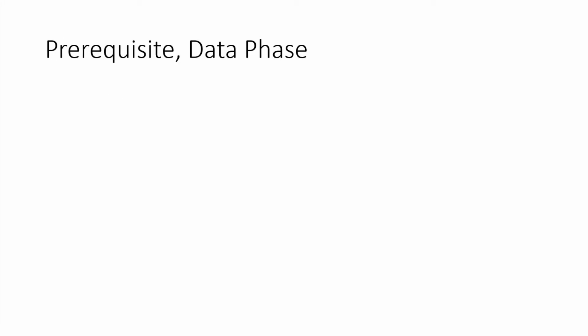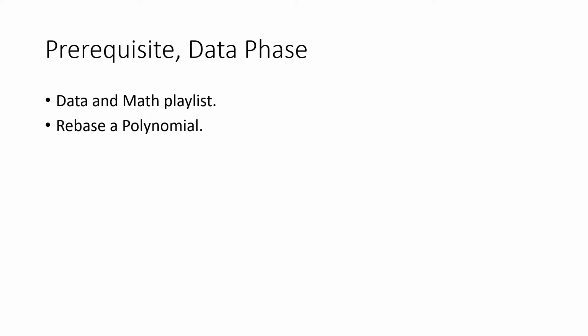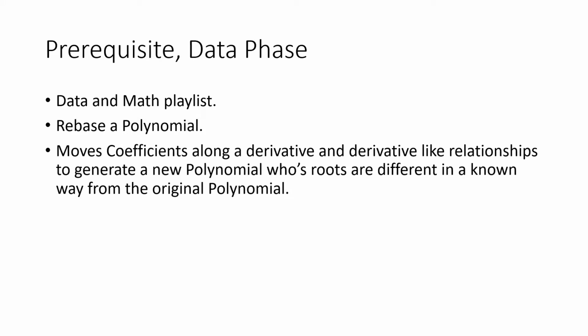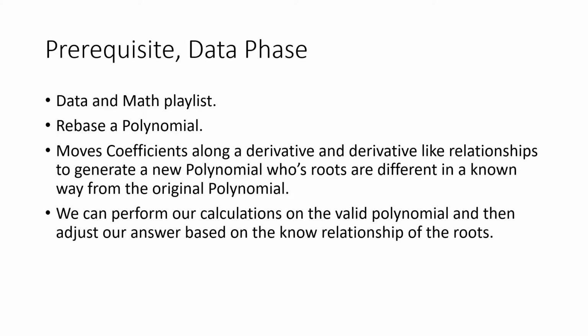Prerequisite: data phase. In my video series Data and Math, I introduced the concept of rebasing a polynomial. Essentially, this allows us to move the coefficients of that polynomial along a derivative and derivative-like relationship to generate a new polynomial whose roots are different in a known way from the original. We can then perform our calculations on the valid polynomial and adjust our answer based on the known relationship of the roots.